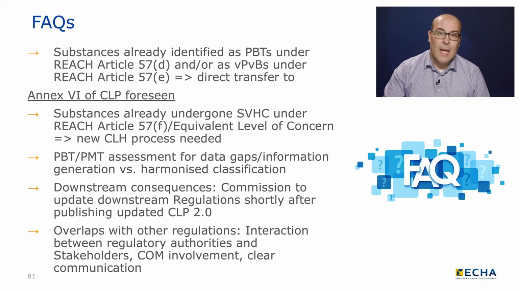Substances identified under Article 57(f), which is the equivalent level of concern based on, for example, mobility or mobile properties, are different. Because there were no concrete numerical criteria by the time of the finalization of the identification, there needs to be a brand new CLH process in order to decide whether PMT properties are warranted. The same would go for every other case that has been through, for example, ECHA's PBT expert group, but there was no conclusion.